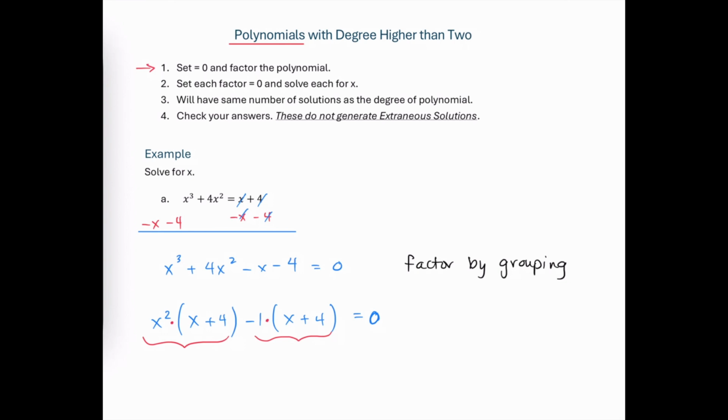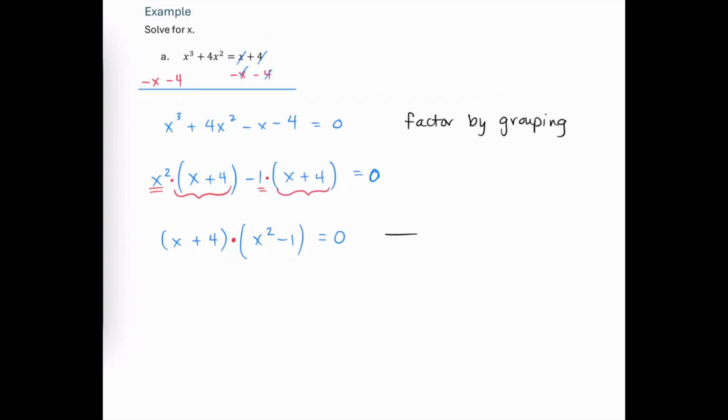So now we have 2 larger quantities here where each of them contains a factor of x plus 4. So x plus 4 is a common factor to both of these, and therefore we will factor it out. When we take the x plus 4 out of this first quantity, we have the x squared that remains. And when we take the x plus 4 out of this quantity, we have the minus 1 that remains. And so now we have the product of these 2 factors. While this is factored, it's not completely factored because x squared minus 1 will factor more.